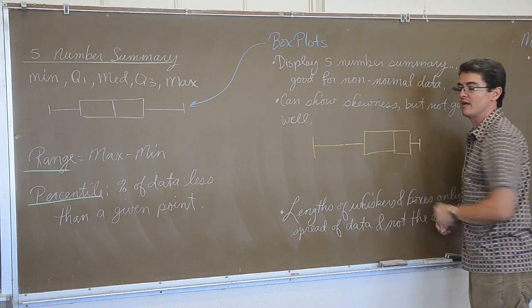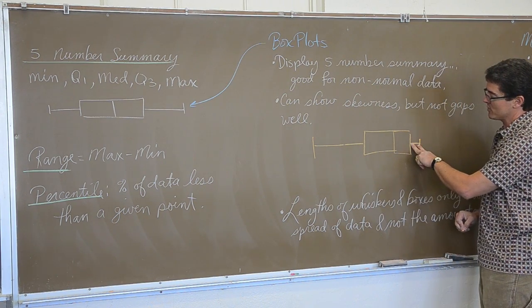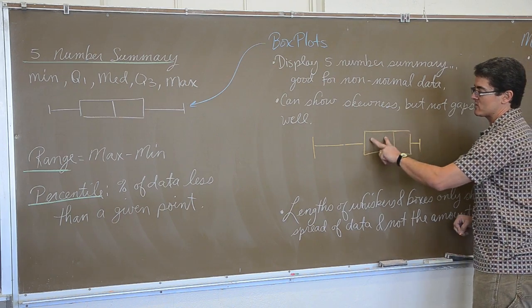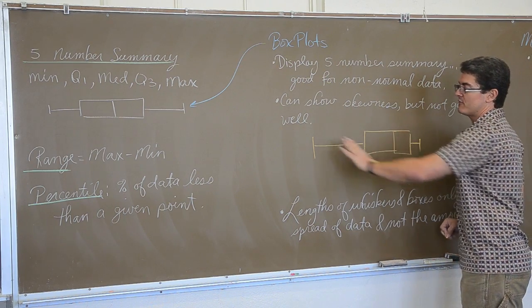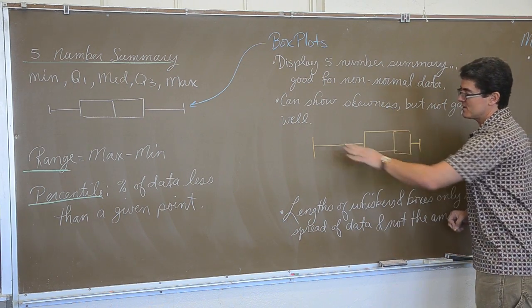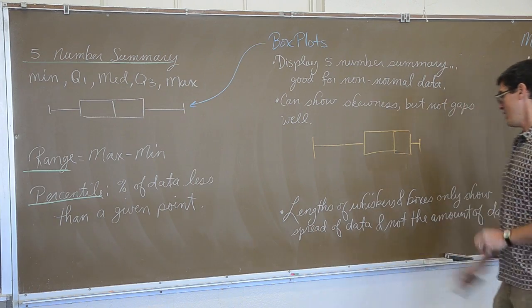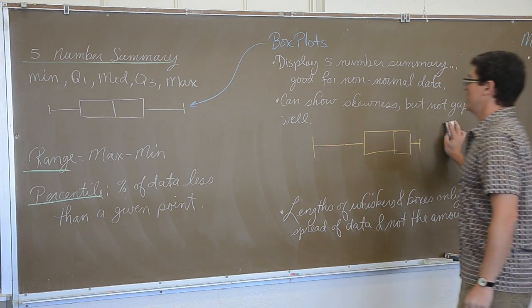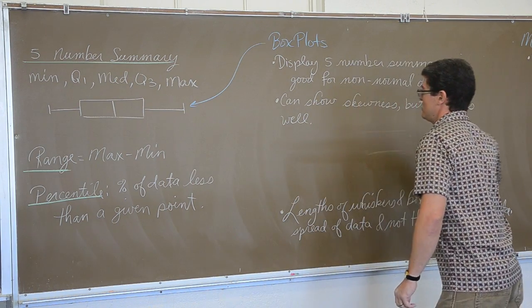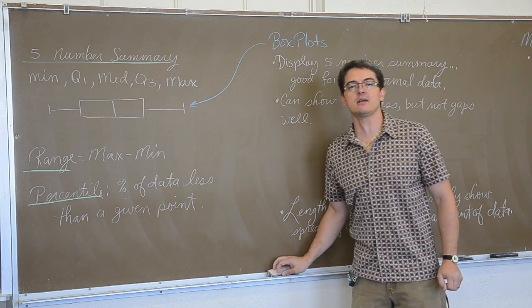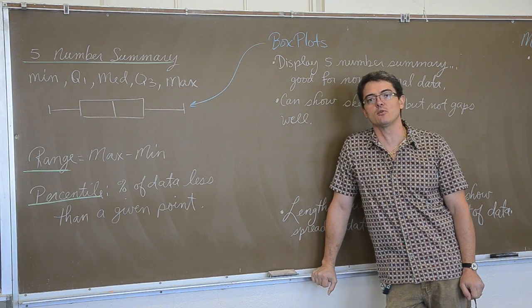This would be more like a left skew distribution with a tight upper 25%. As I work my way down towards the minimum, my gaps get farther and farther apart. This is skewness. One thing I did not write up here, though, is one of the very best uses of box plots. They're not to analyze the shape of the data. That's what we have histograms for.